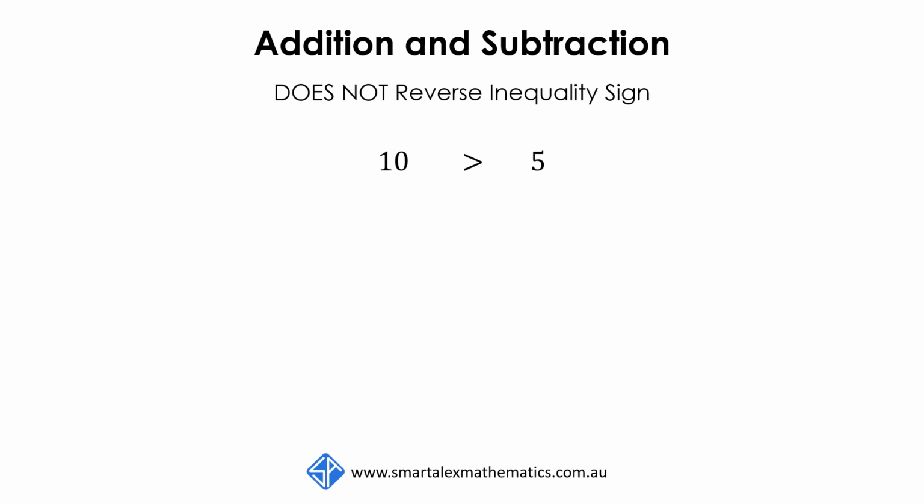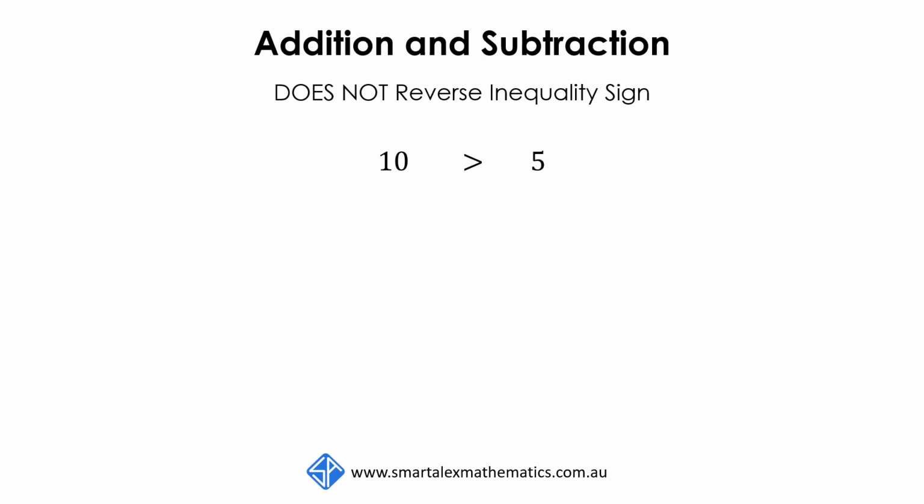Here I've got the statement that 10 is greater than 5, and we know that that is true. What I'm going to do is add 2 to both sides. So when we get 10 + 2, that gives us 12. 5 + 2 is 7. Now 12 is greater than 7, so this statement remains true. So we see that the inequality sign doesn't reverse.